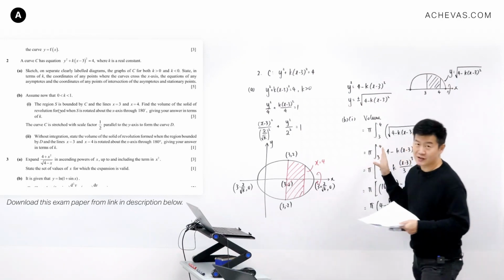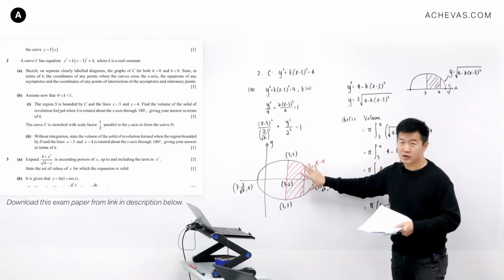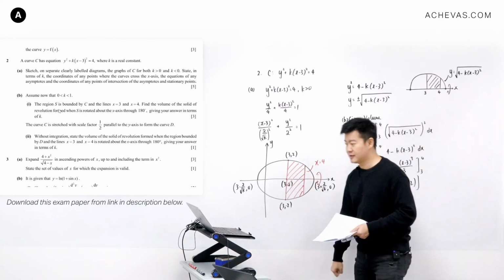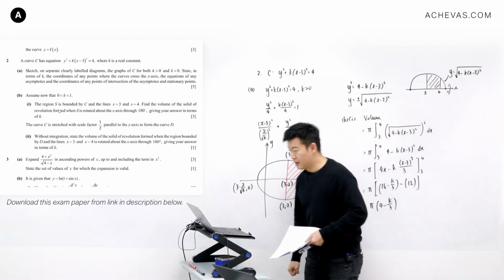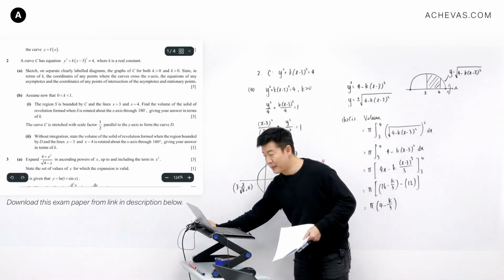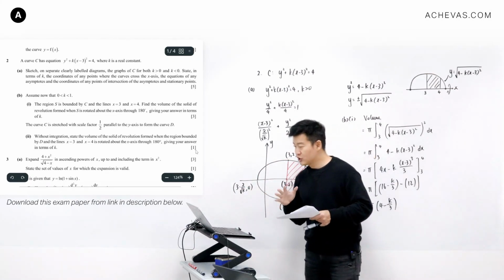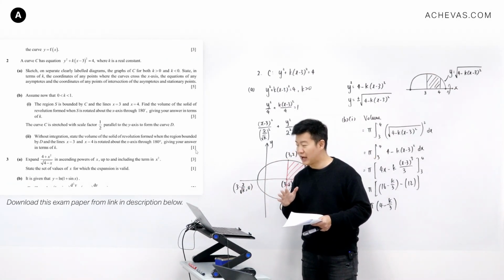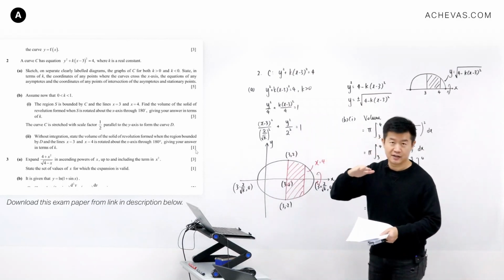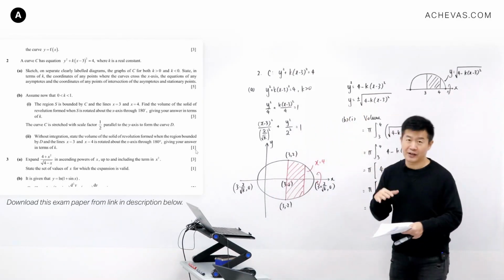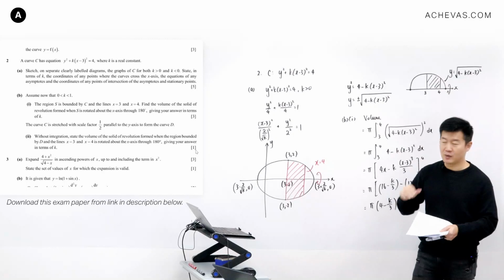I guess this is not too bad. We did do a bit of analysis here, but I think that's okay. Next, it is a 1 mark question. The curve C is going to be then stretched with a scale factor of half parallel to the y-axis. It's going to be stretched by a factor of half parallel to the y-axis.